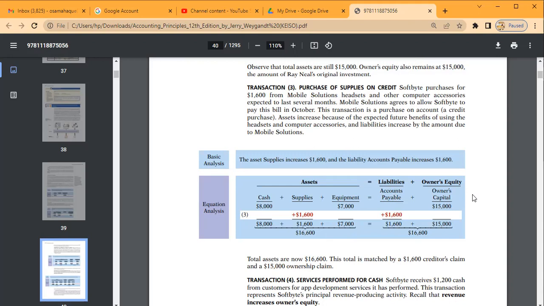Over here, it's not talking about investment. It's not talking about any startup capital. So owner's capital or owner's equity will remain the same. You can clearly see over here that assets equal liabilities plus capital. 16,600 equals 16,600. So if it fulfills the requirement of the accounting equation, this means that we have done this question correctly. Does this make sense? Yes.